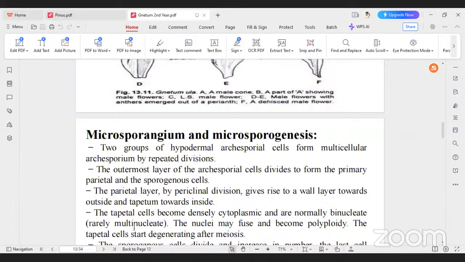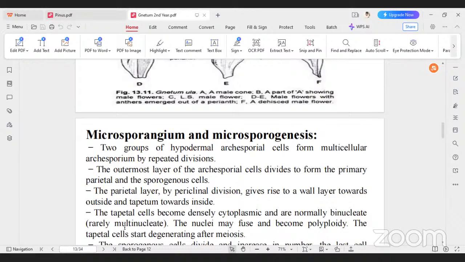Microsporangia, microsporogenesis. What is microsporogenesis? We discussed it earlier. After microsporogenesis, what happened? Spores are formed. Spore formation is called microsporogenesis. But after production of the microspore, this microspore further develops into the gametophyte first, not directly gametes.